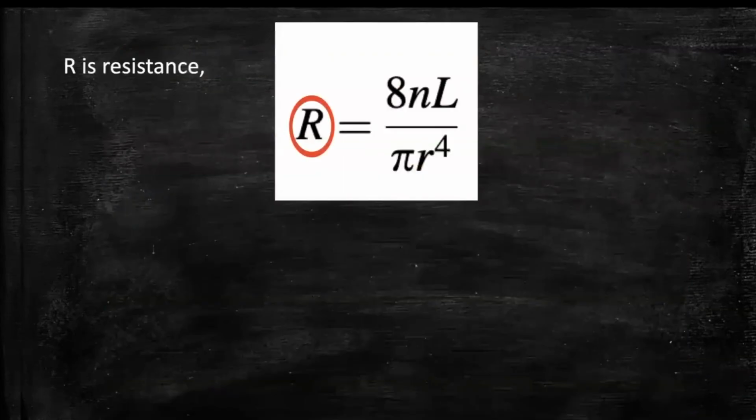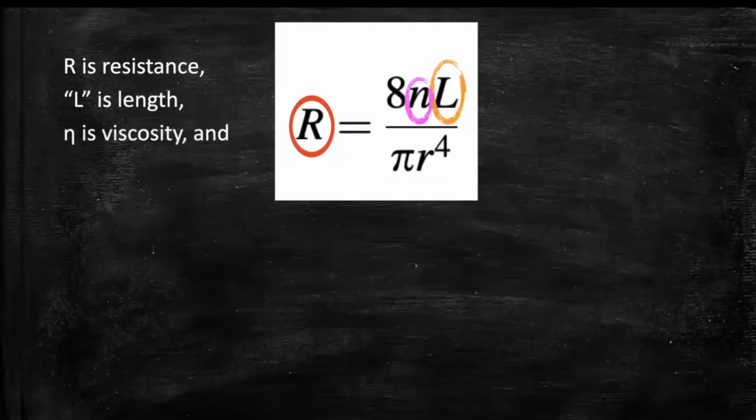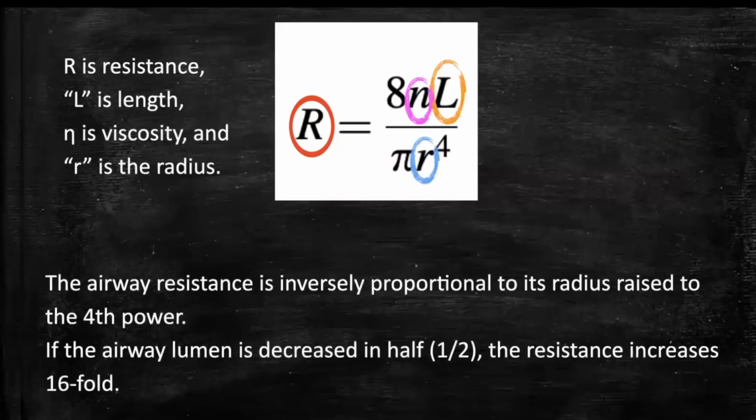So this is the famous Poiseuille's equation, where resistance R is equal to 8 rho L divided by pi r raised to 4, where capital R is the resistance, capital L is the length of the tube, rho is the viscosity of the gas, and small r is the radius. We can see that the airway resistance is inversely proportional to its radius raised to the fourth power. That means if the airway lumen is decreased to half, the resistance will increase 16 fold. And that's a very important point.